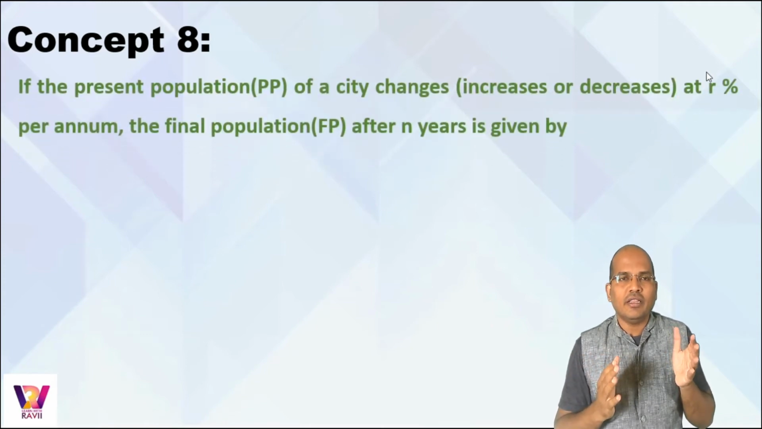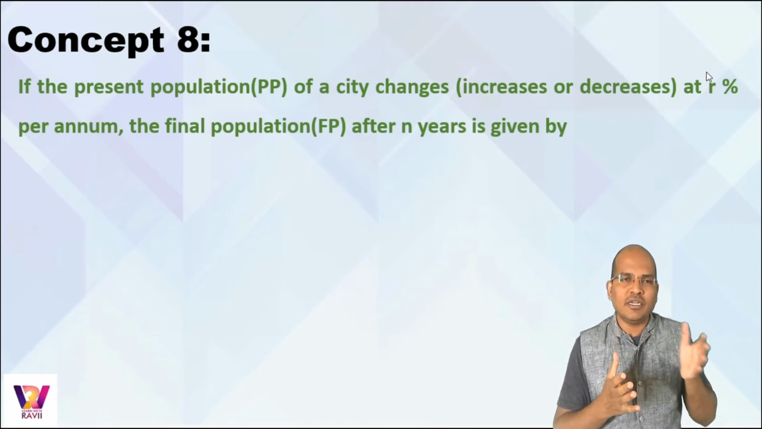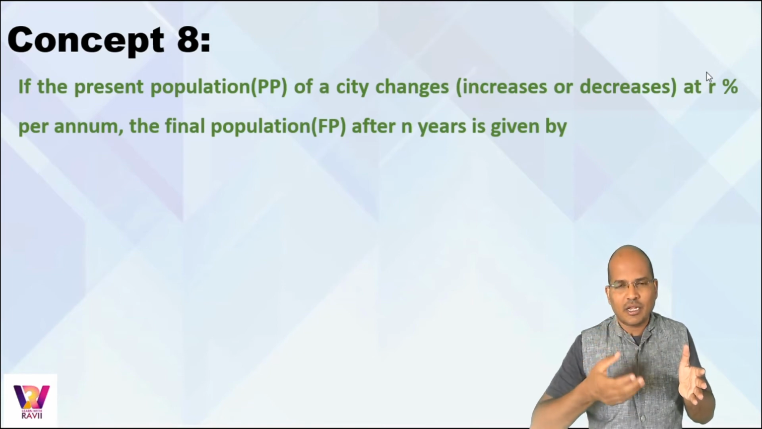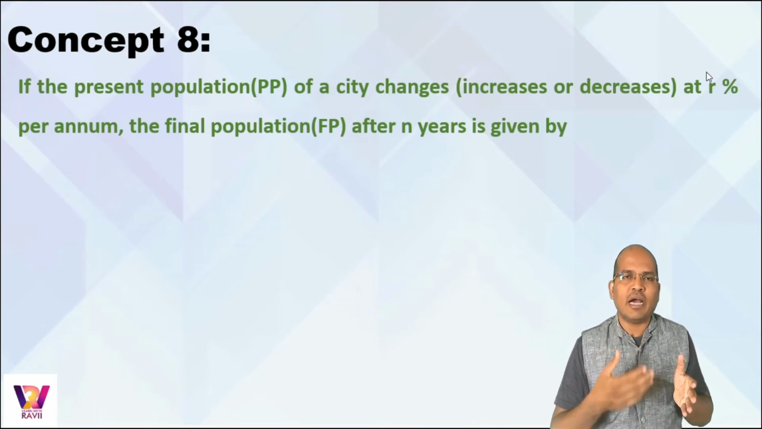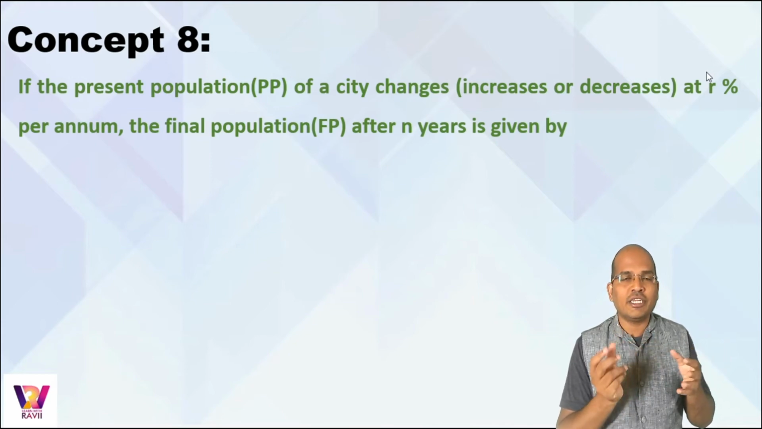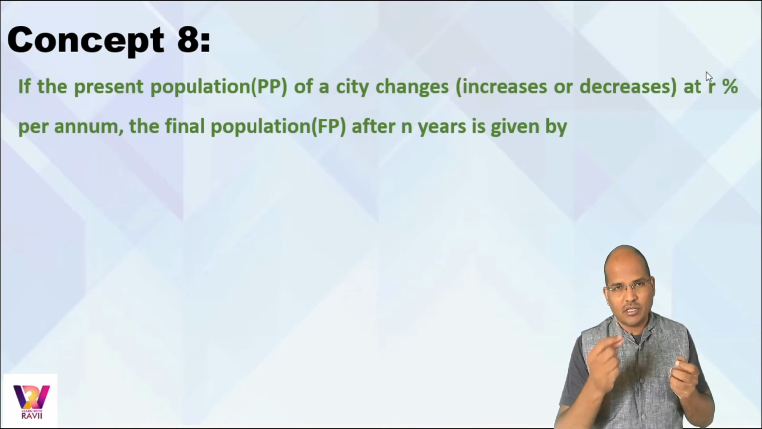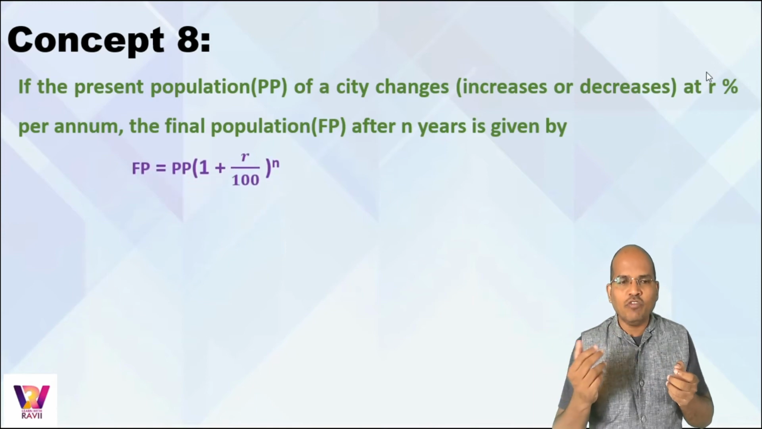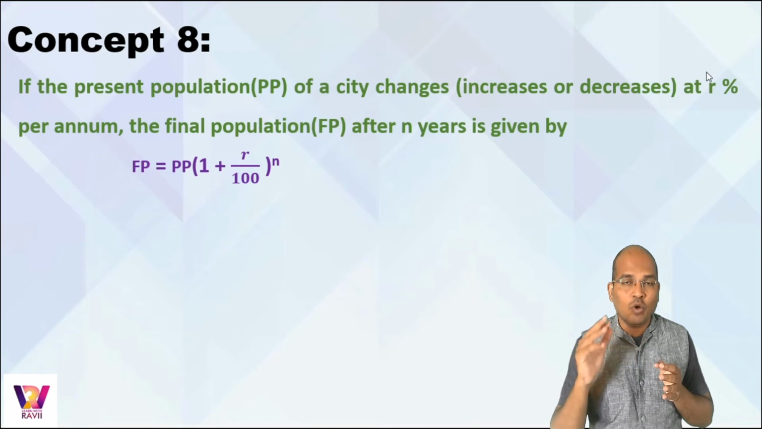We learn that if the present population of a city is PP, I call it the present population, and this population in the city increases constantly per annum by some X percentage or by some R percentage. So after n years, if the final population is FP, then what is the relation between the initial population, final population, rate of increase or decrease, and n? So we write it as FP is equal to PP into (1 plus R by 100) whole power n.